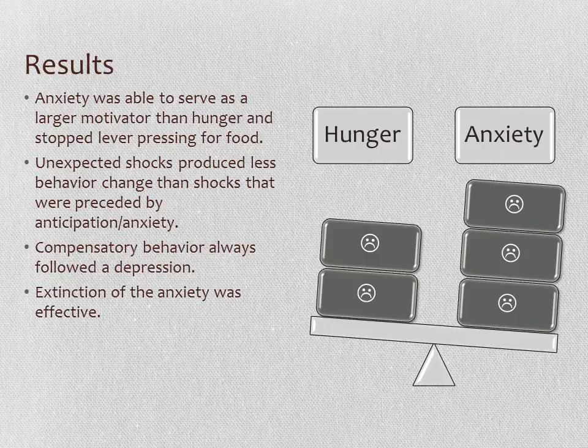Lastly, extinction of anxiety was effective. This is a big deal because this tells us that we have a treatment method for anxiety. It tells us that anxiety is predictable, it's measurable, it can be produced in a lab, it's relevant to science, and that we can get rid of it. We have a way that is proven with science in measurable terms to make it go away.